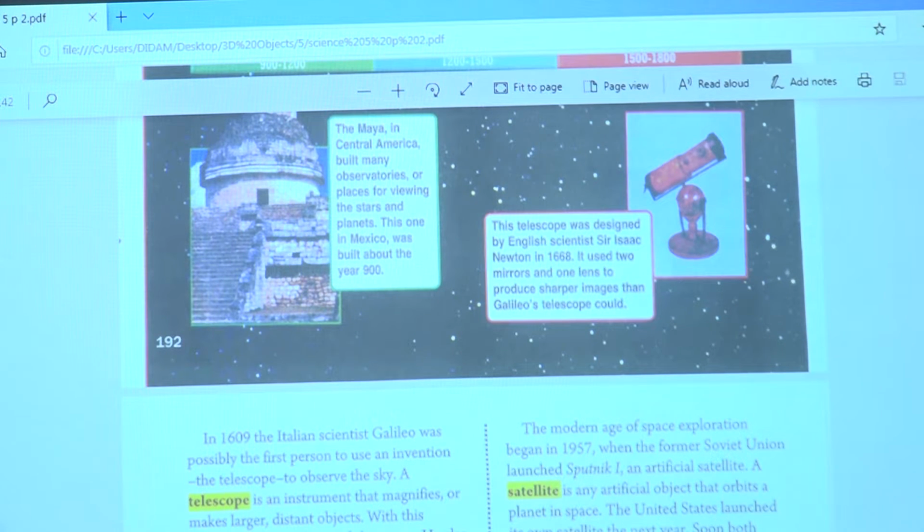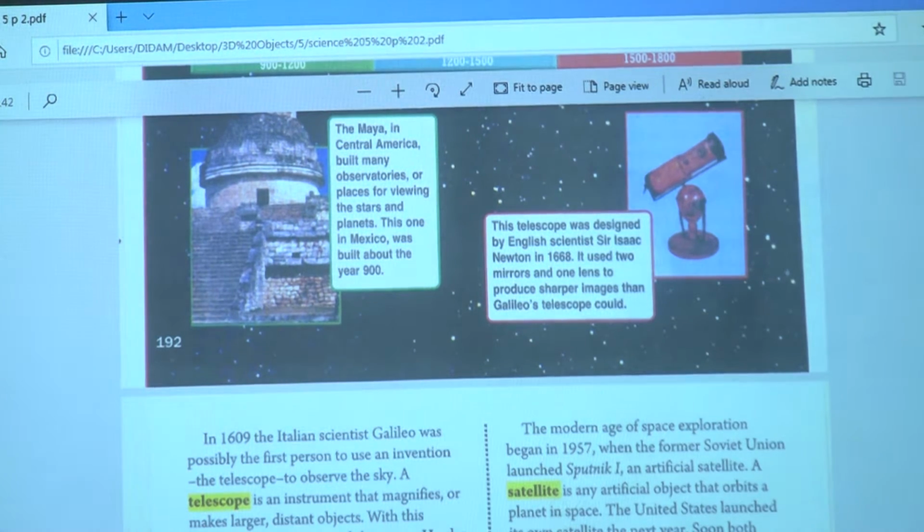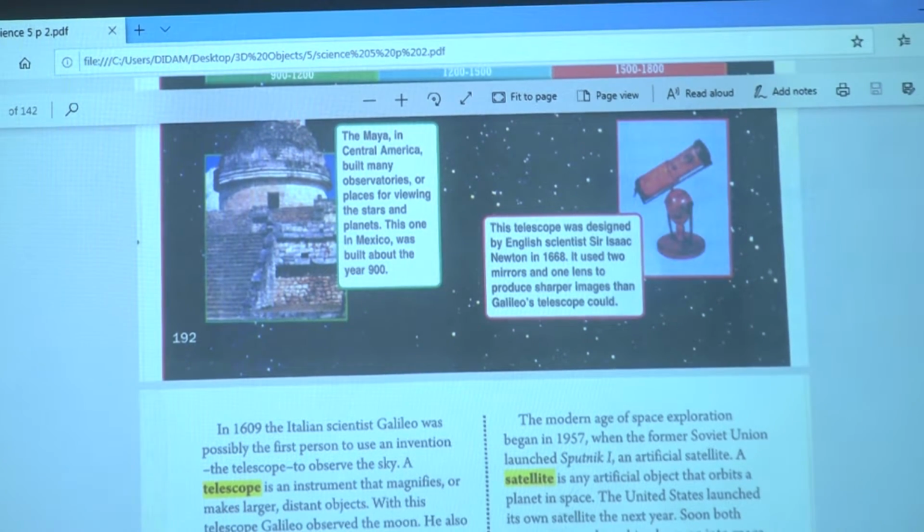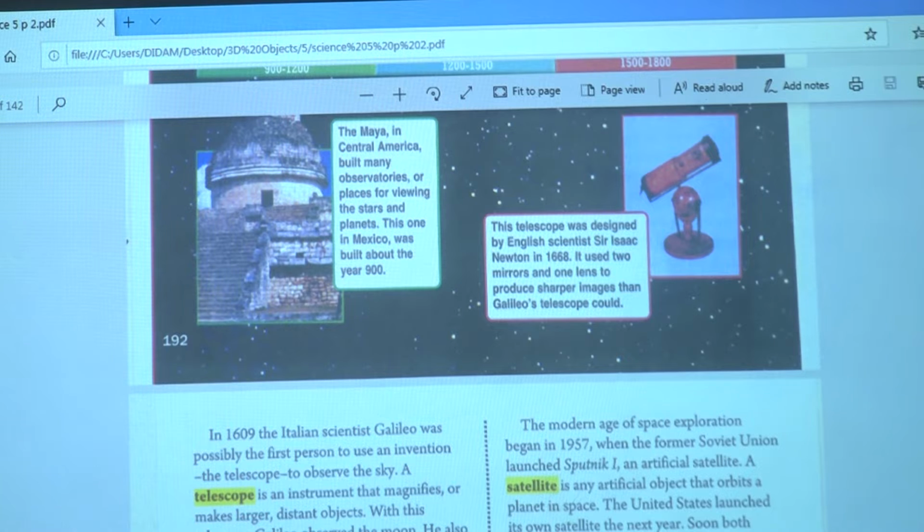Okay, let's start. Let me first remind you of something about the previous lesson. We said the first scientist who invented the telescope was the Italian scientist Galileo. After Galileo, Newton came. Who invented the modern telescope? A modern telescope was invented by Newton.